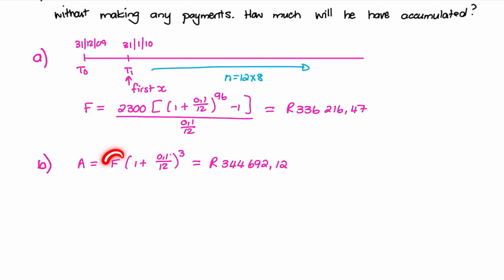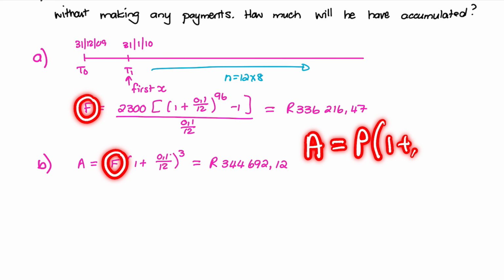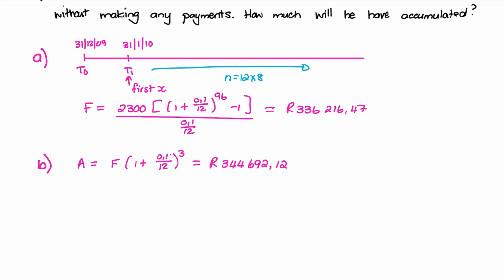So I'm using F instead of P, but the basic formula is A equals P times (1 plus i) to the power of N. Now our N value now is not payments, it's 3 months. So we're leaving it in the account for a further 3 months. And the reason why we're using compound interest is because we are not making any payments.